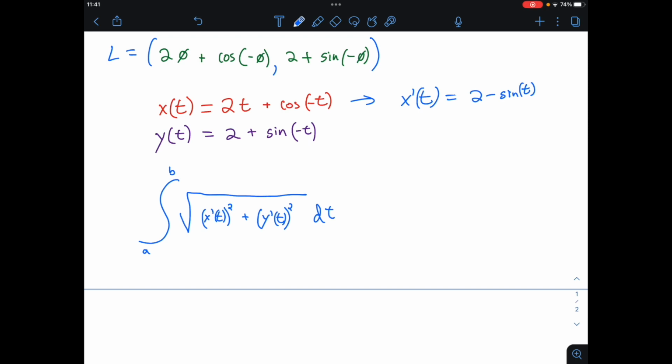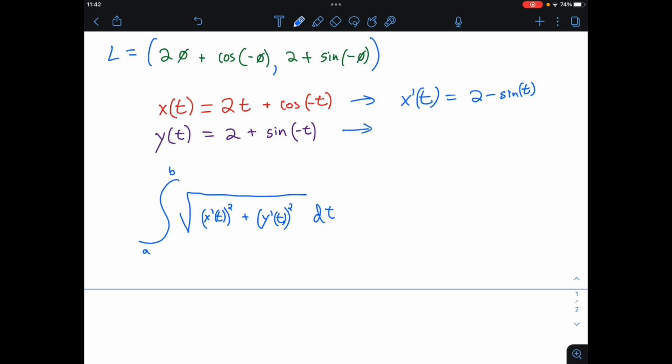Let me momentarily check that just to be safe. Derivative of 2t plus cosine negative t. Oh, forgot to type the word derivative. Yeah, okay, that checks out.